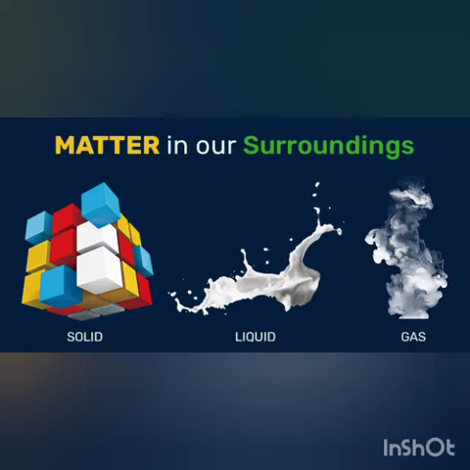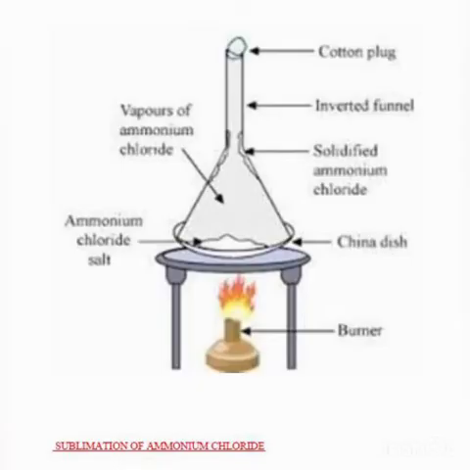Now you see the image in the slide or the document, or refer to figure 1.7 of your book. Now students, you take camphor or ammonium chloride. Ammonium chloride is a white solid powder. Now you crush it and put it in a china dish. Over the china dish you keep an inverted funnel, and the funnel has an opening at the top. That opening you close with a cotton plug. Now you heat it. What will you observe?